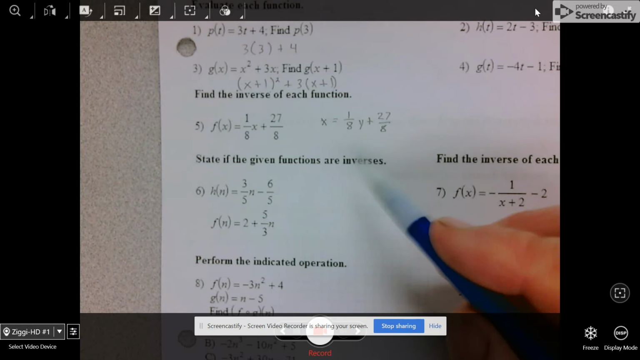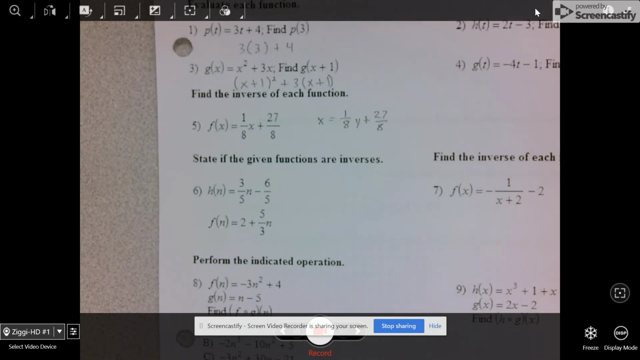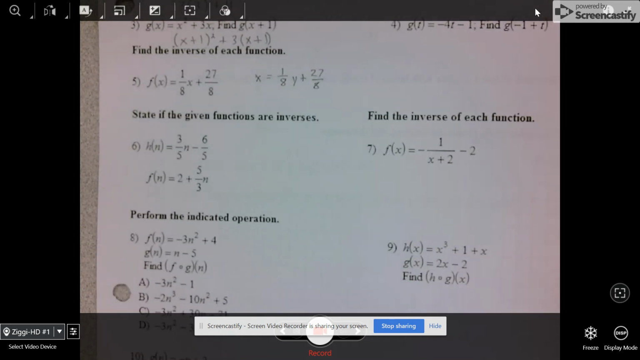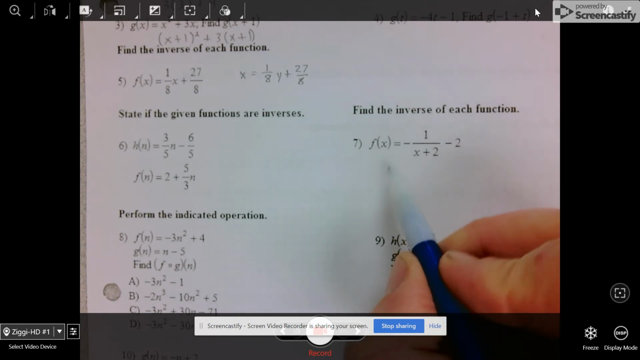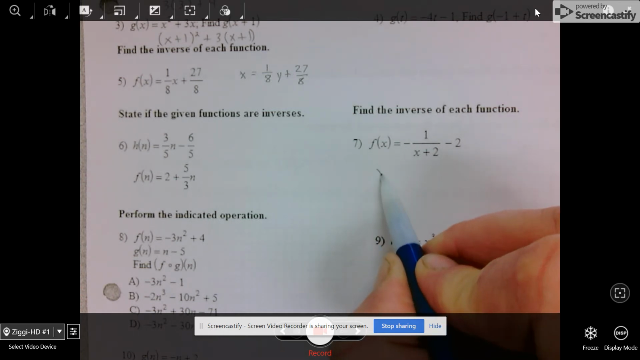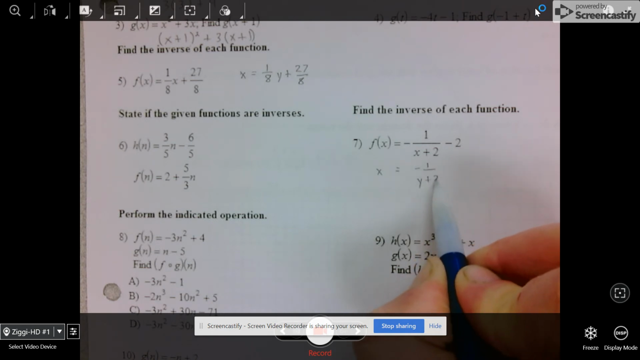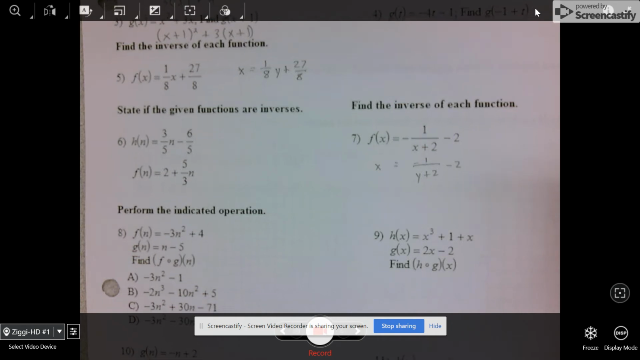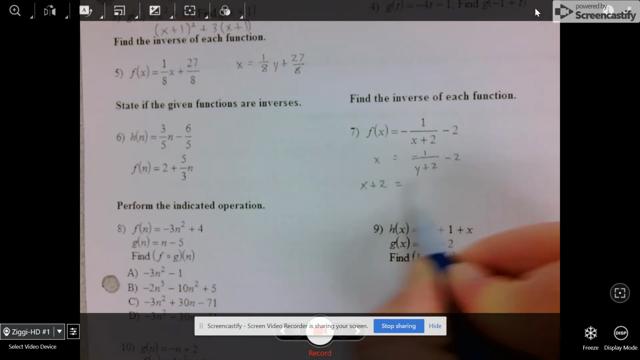So for this problem, I'm going to multiply both sides by 8 to get rid of the fraction and then go from there. I am going to work out number 7. This one is one that was most missed on all the tests. So I'm going to put in x equals negative 1 over y plus 2 minus 2. This one's a little different technique. Move the 2 over.